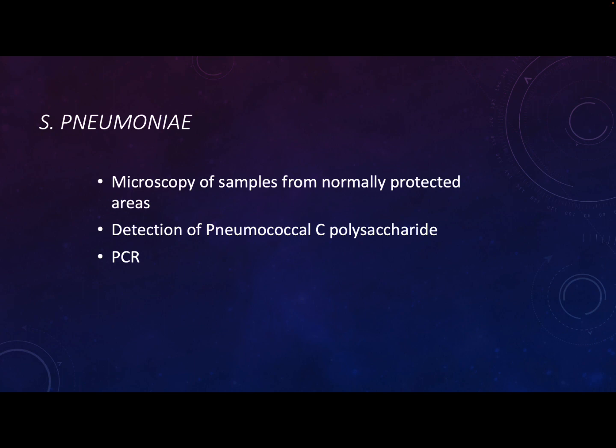If you do microscopy of samples from areas that should normally be protected, meaning normally sterile, and you see Streptococcus, that's a good sign. So for example, the CSF. And so this is one of the things that I'll ask you to think about as we learn about more organisms, as we progress through the term. You'll see a lot of these organisms cause the same symptoms.